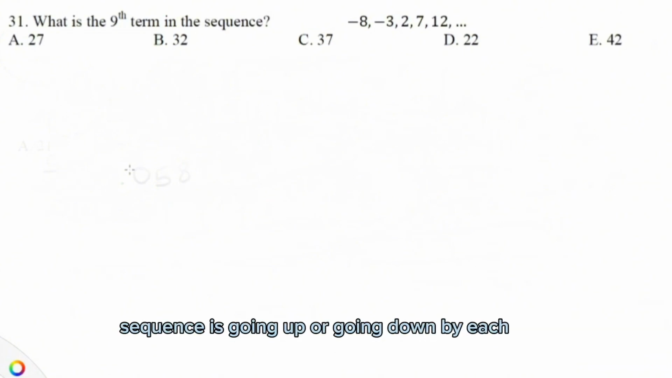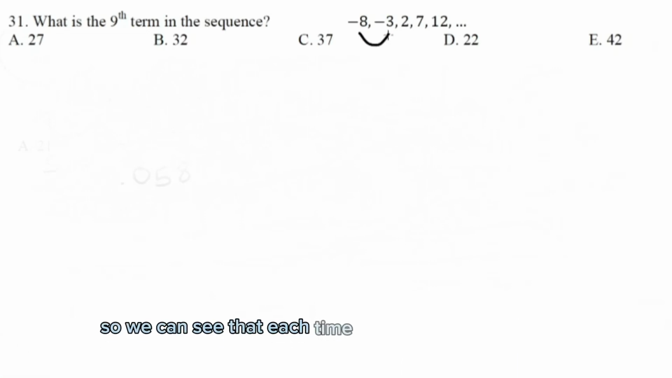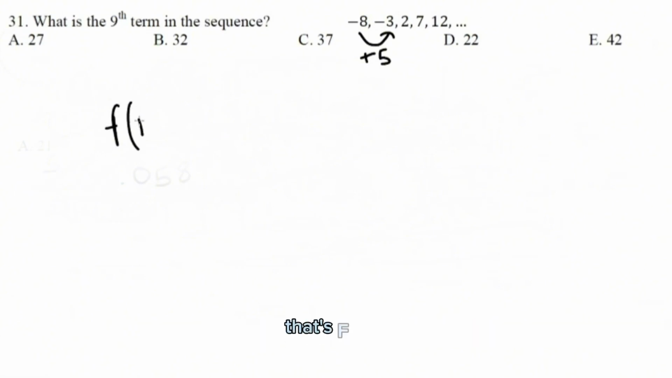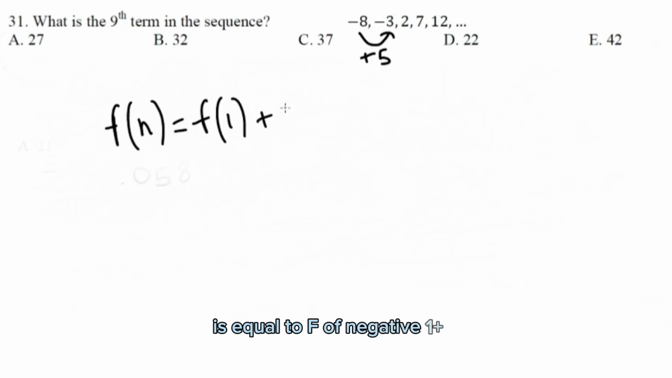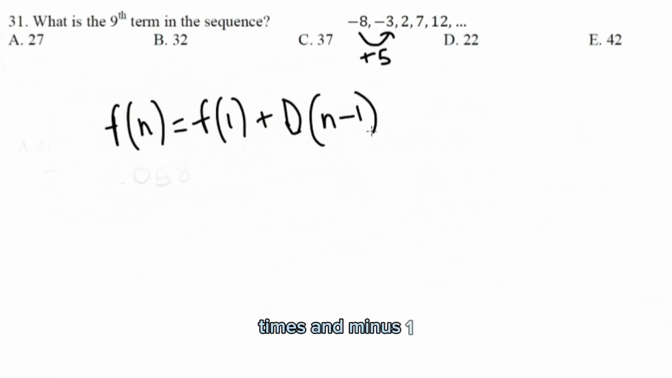So first we need to find out the common difference. That is the number this arithmetic sequence is going up or going down by each time. So we can see that each time the number is increasing by +5. Now, using this and a few other things, we can solve this. So first we need to know what the formula is. That's f of n is equal to f of 1 plus d times n minus 1.